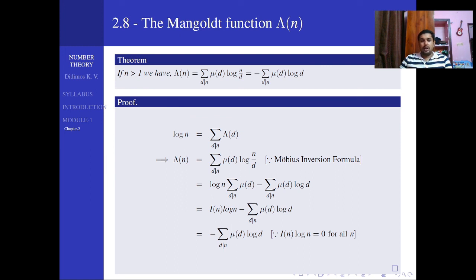So you will get lambda of n is equal to, by the Mobius inversion formula, the sum over d dividing n of mu of d log n by d, and by simplification we can get minus the summation over d dividing n of mu of d log d. Okay, thank you.